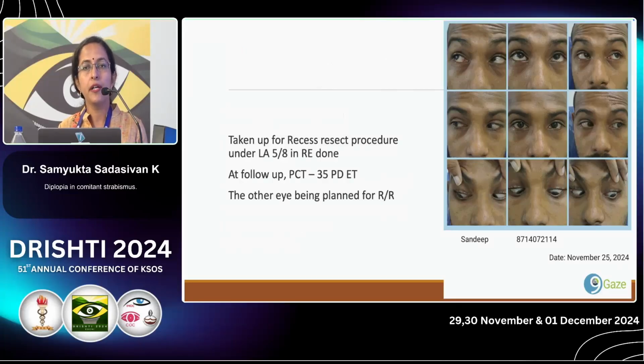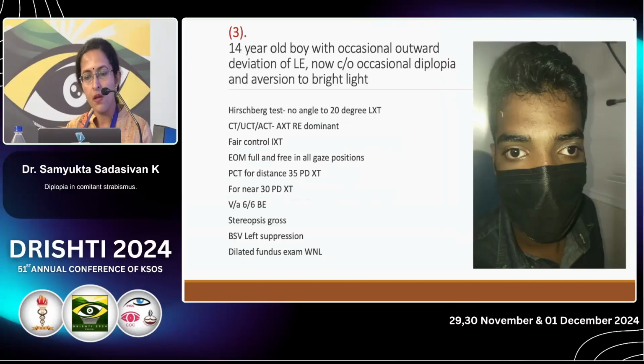Since Botox was already tried, we went ahead with a recess resect procedure in the right eye. Now he has a residual deviation of 35 PD ET. Now the other eye is being planned for recess resect. So this is a common scenario, nothing new.